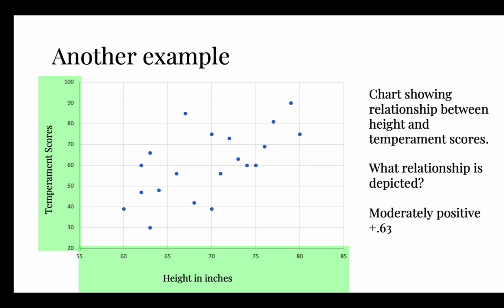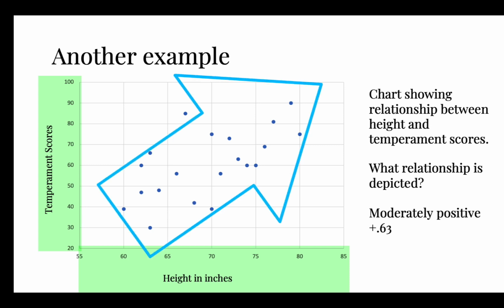So height in inches and temperament. Let me ask you this. How closely is your height related to your temperament? Not really at all, right? Both short and tall people can be angry or aggressive or assertive or cranky all the time. Short and tall people could be super mellow and groovy all the time too. They don't really have a lot to do with each other. But look at this graph.